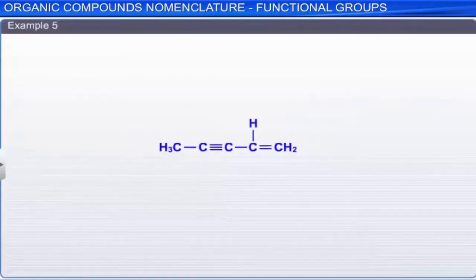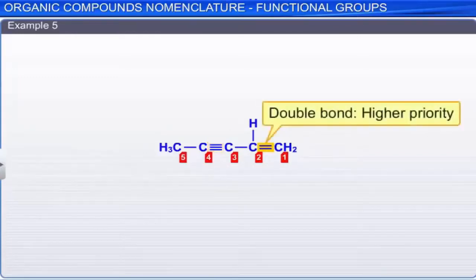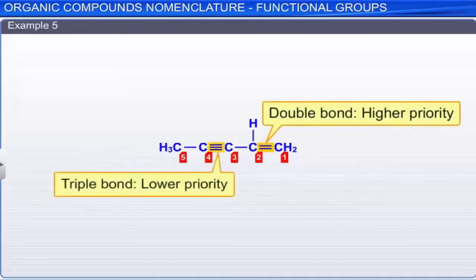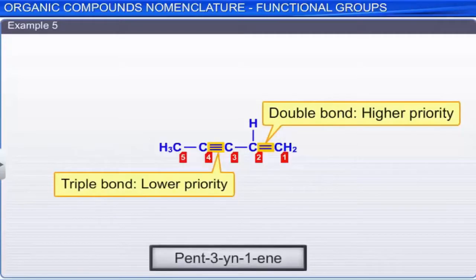On the other hand, in the next compound shown here, there is a double bond and a triple bond. In IUPAC nomenclature of organic compounds, a double bond gets preference over a triple bond. Hence, the name of the compound will be pent-1-ene-3-yne.